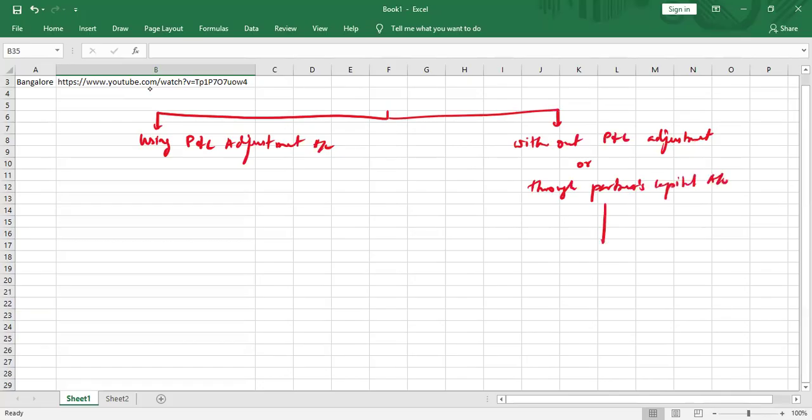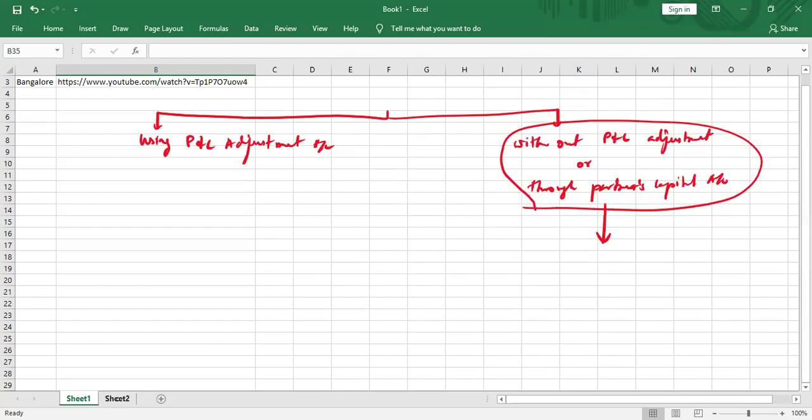I'm sure you would have solved these kinds of questions from your books. But using the P&L adjustment account is part of your NCERT, and they've also asked a couple of questions in last year's practice question paper, that is the 23-24 practice question paper. I'll be doing that also in a separate video. First, we will start with this one, without P&L adjustment, or through partners' capital account.